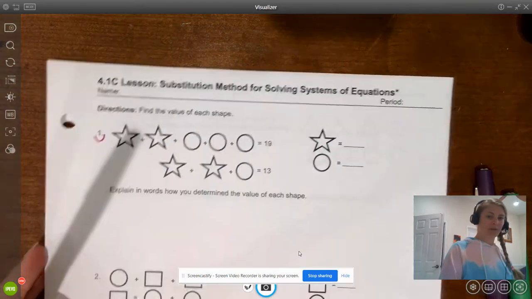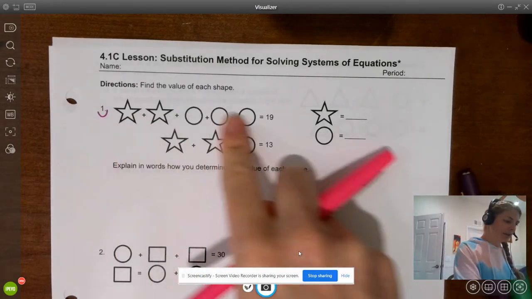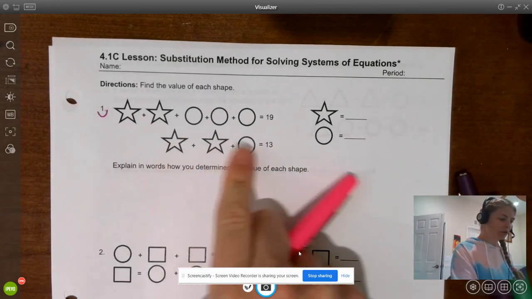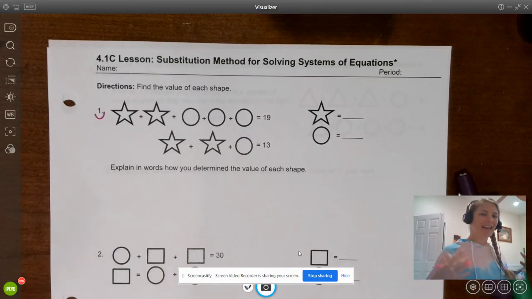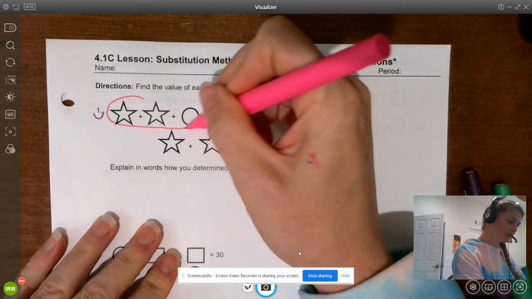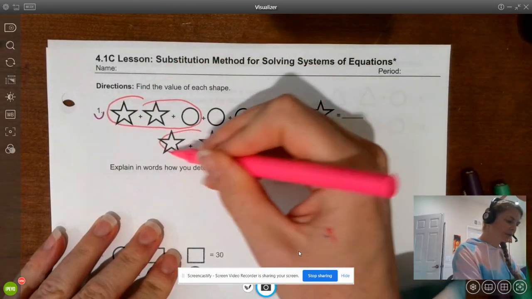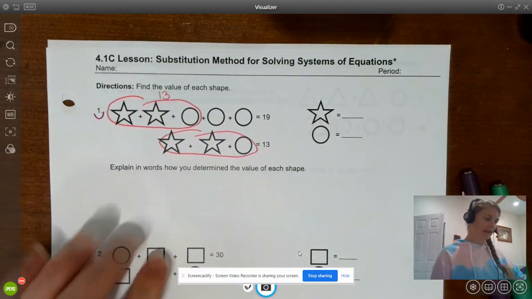Substitution method for solving systems of equations. Directions: find the value of each shape. Well, if we look at this shape, we see that star star circle is 13. So we're going to substitute in for star star circle to be 13. So here we have a star star circle, and here we have star star circle. So this is equal to 13.